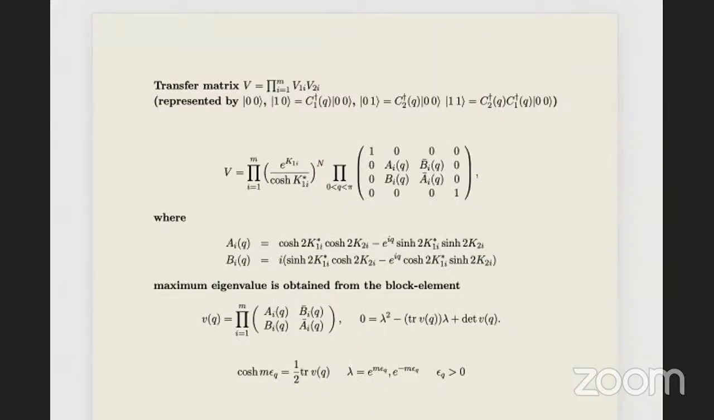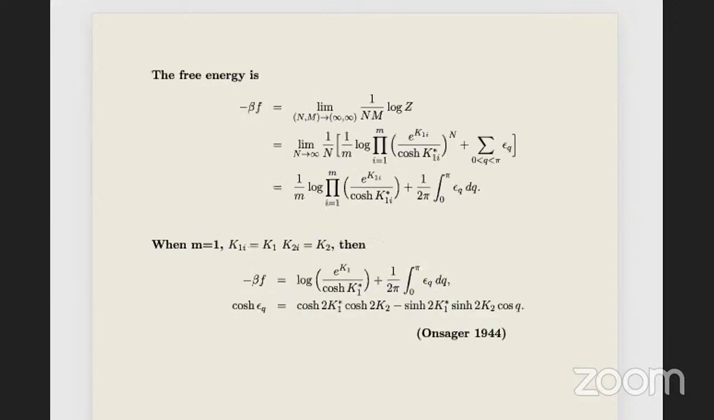The partition function is then decomposed into small matrices. A and B are given here, and we need the maximum eigenvalue of the transfer matrix. This is obtained from this block. And the free energy is obtained here. So at last, we set the period M equal to 1. Then we obtain the free energy of the square lattice Ising model derived by Onsager.